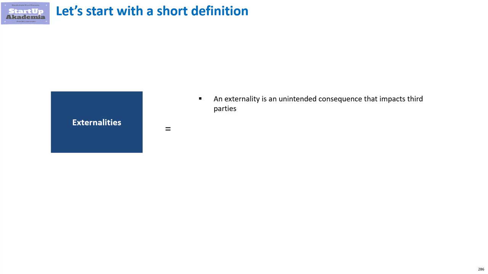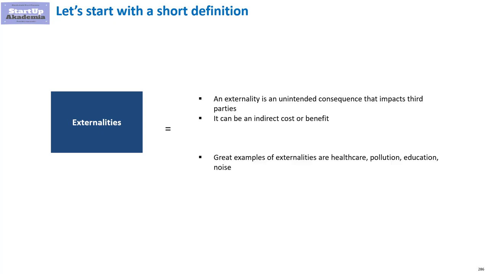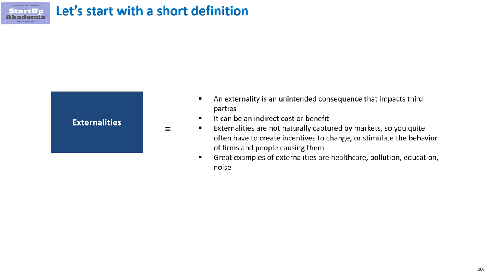An externality is an unintended consequence that impacts third parties. It can be an indirect cost or benefit. A great example of an externality is smoking. The people that smoke not only harm their health, but also the health of other people as well. Externalities are not naturally captured by markets.